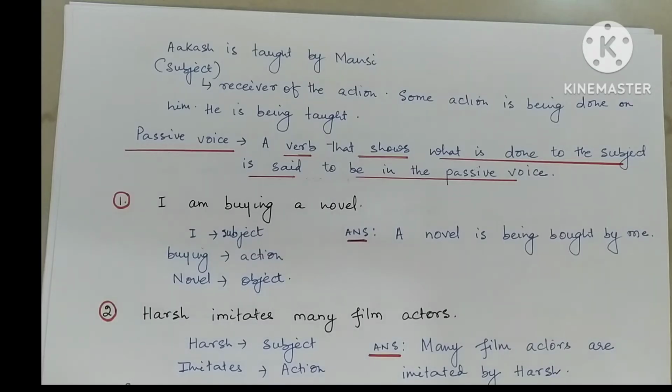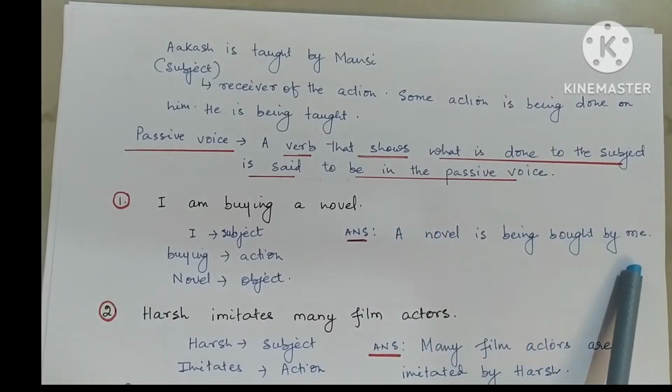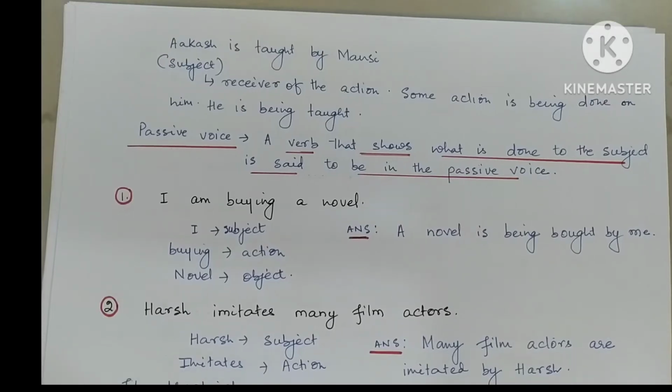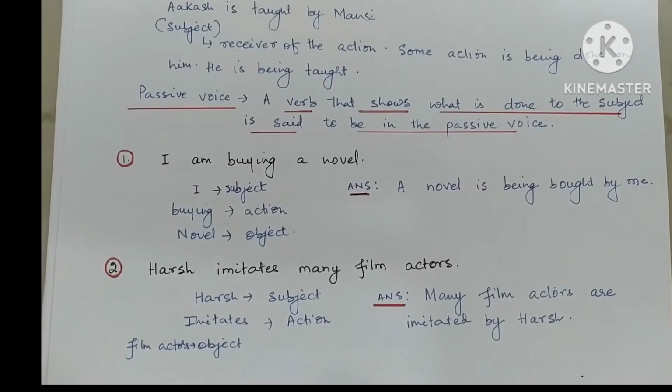Question number 1, I am buying a novel. First we will identify the subject here: I. What is happening? Buying is the action. Novel is the object. So we will start the sentence with the object now. A novel is being bought by me. Number 2, Harsh imitates many film actors. First you have to identify the subject, Harsh. Imitates is the action. Film actors is the object. So the sentence in the passive voice will start with the object, which is film actors here. So many film actors are imitated by Harsh.